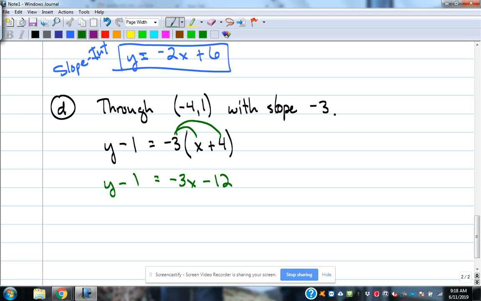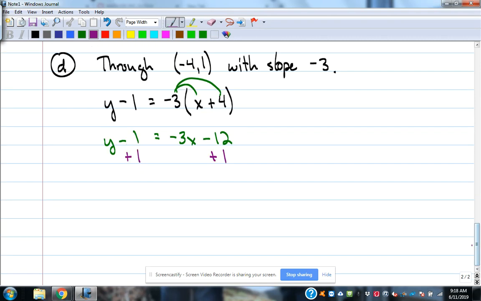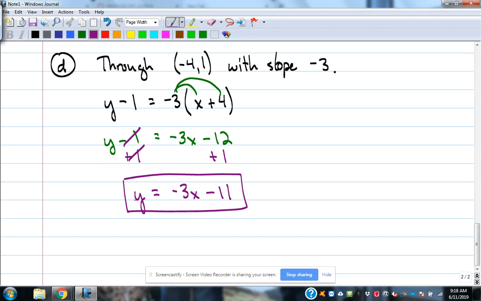We're one step away from getting y by itself. So we're going to move this 1 by addition because they're subtracting it. The opposite of subtraction is addition. That cancels it out there. Hey, y is by itself. That means I've done the right things. And I've got -3x. And then I have -12 plus 1, which would be -11. I've got that equation in slope intercept form now.